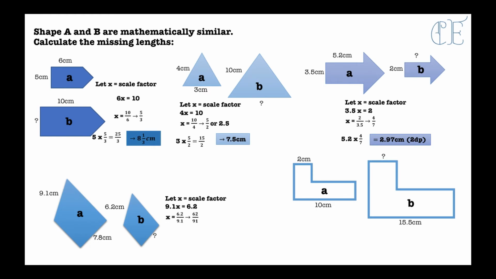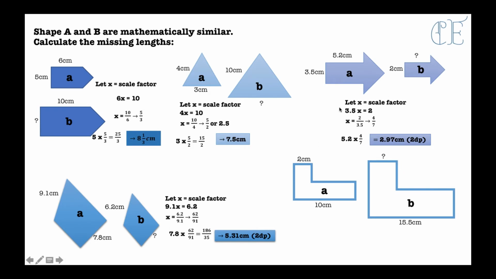So our scale factor now, again, times by 10 here to give us a nice fraction. We don't want any decimals, so easily times them both by 10 to give us 62 over 91. So our scale factor is 62 over 91, so we can do 7.8 times 62 over 91, which equals 186 over 35, okay, or 5.31 centimetres.